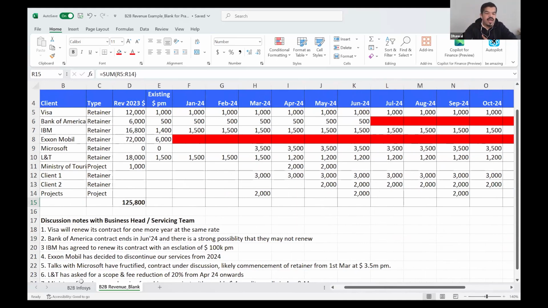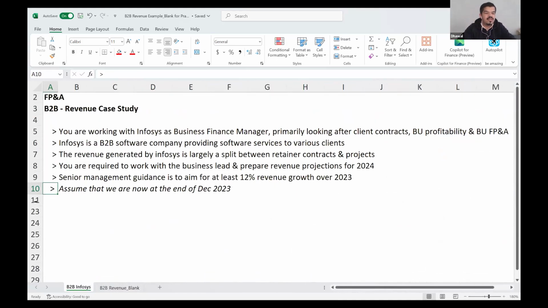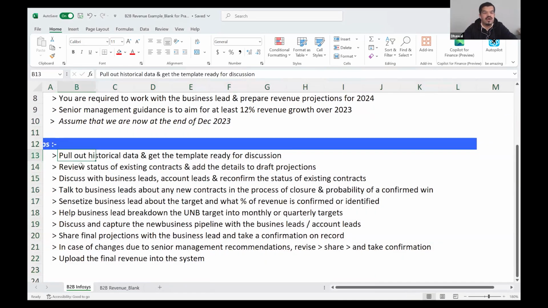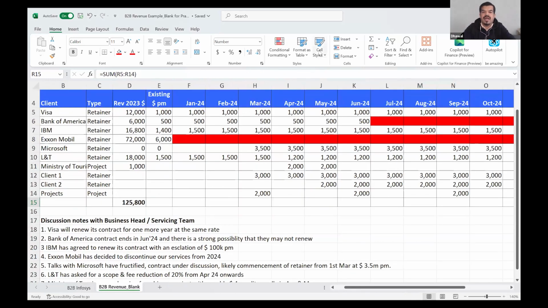Okay. So what I've also done is I've captured all the steps that we just completed, for reference: pull out historical data, get your templates ready, discuss with the business teams, look at unidentified new business. All of those things I've captured here. I will share this file with you in the chat box. You can take 1 minute to download it. And in the meantime, if you have any questions on the B2B revenue budget, we can take them.